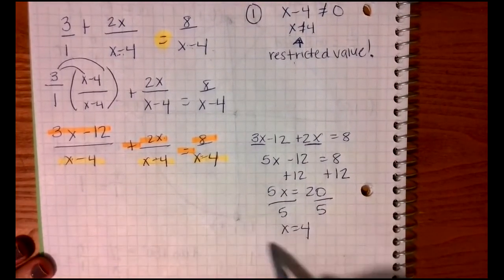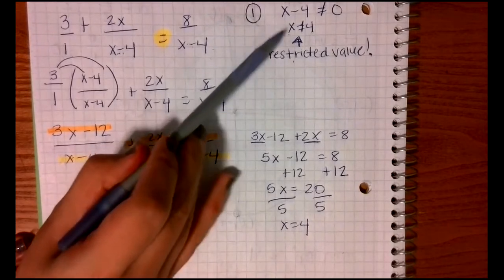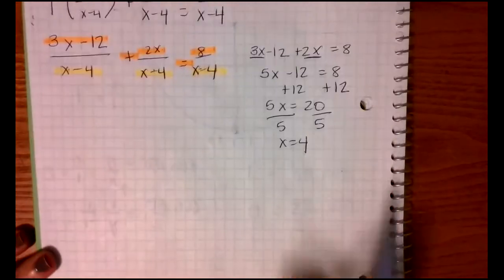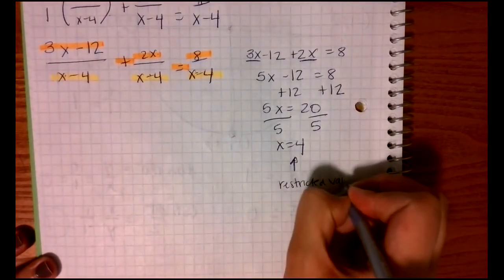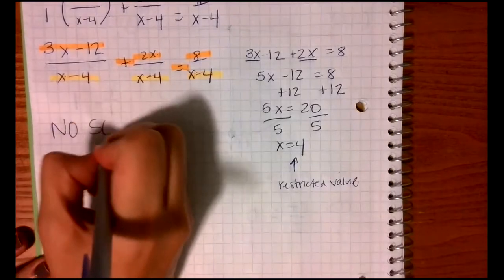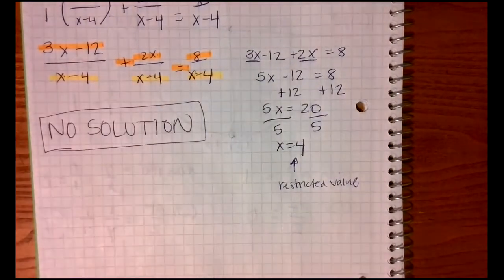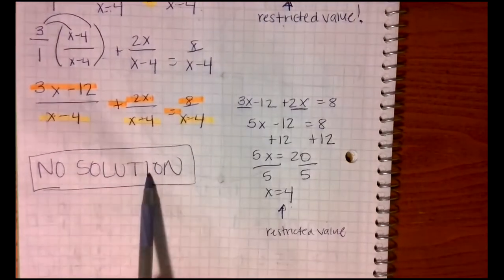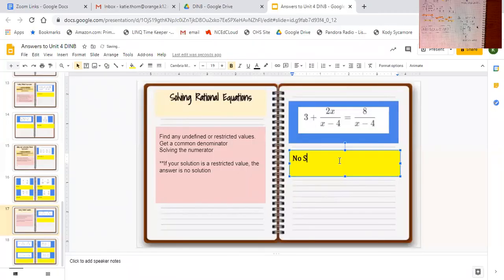Now, normally we'd be done, except remember, we have to check. And we found out that x can literally be anything but 4. That's a restricted value. So because we solved and got our restricted value back, that means this problem actually has no solution. Okay. So if the number you get when you solve is the restricted value, there's no solution to that problem. So that problem on slide 17 has no solution.